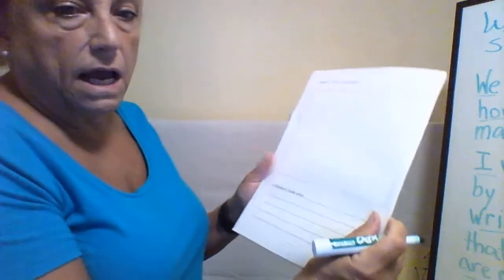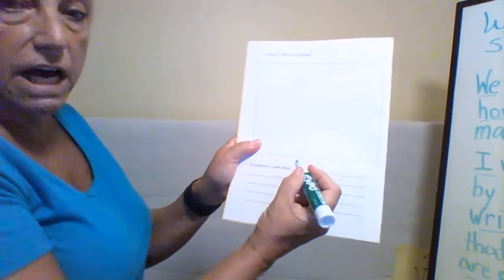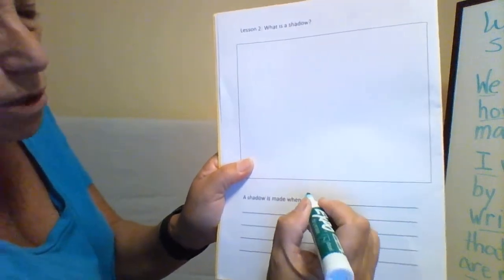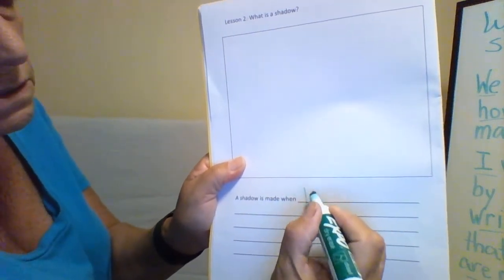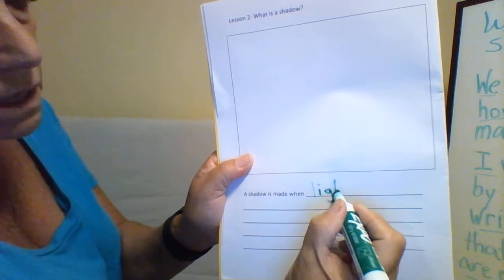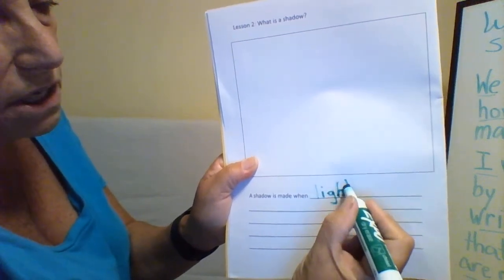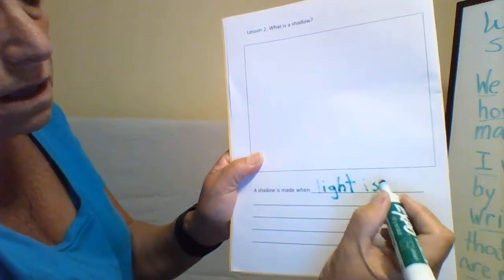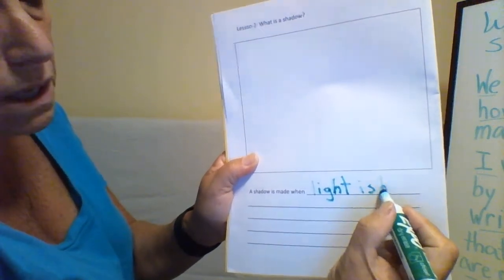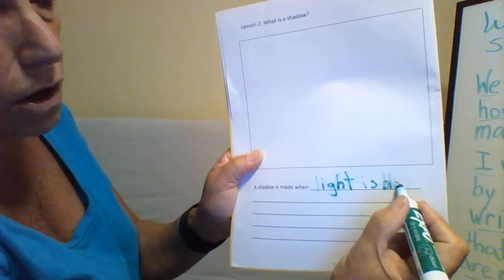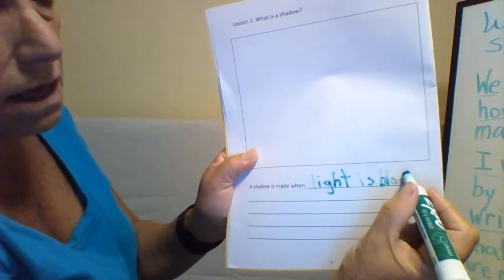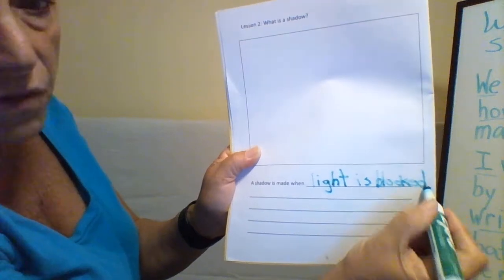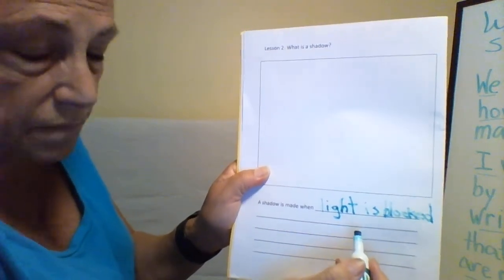And so I'm going to add it, and it's going to say a shadow is made when the light is blocked. When light, L-I-G-H-T, is blocked, B-L-O-C-K-E-D. The light is blocked.